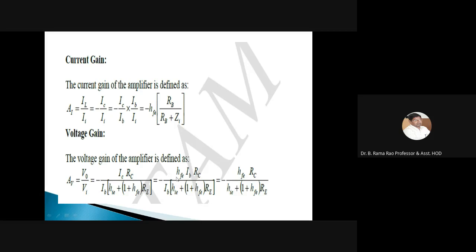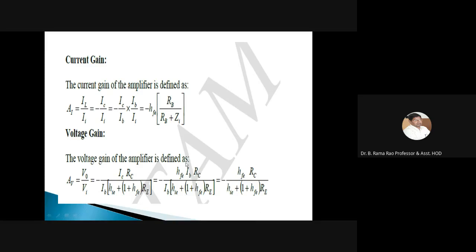The minus stays as it is, then minus of HFE into RC by HIE plus 1 plus HFE into RE. So this is the formula for voltage gain.